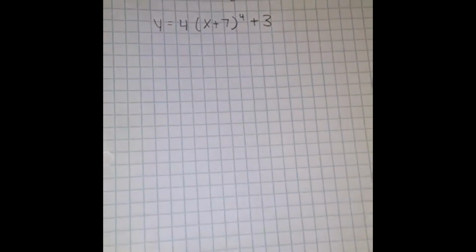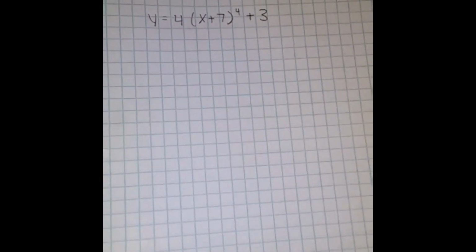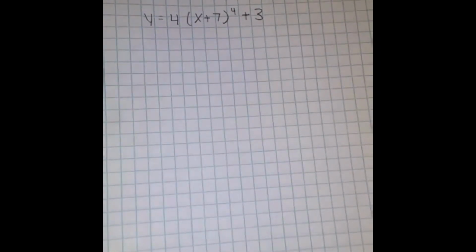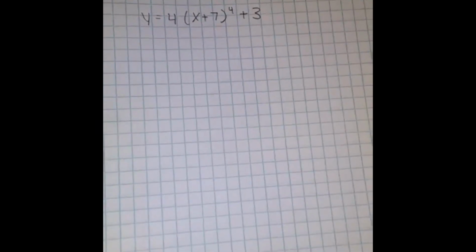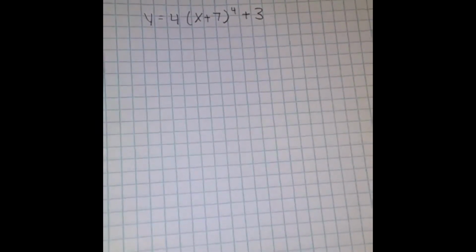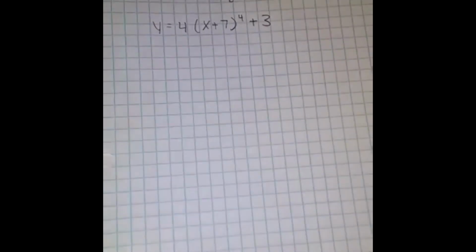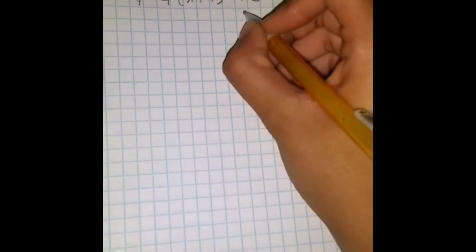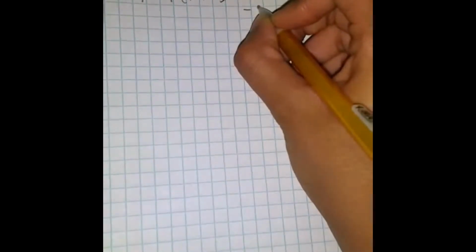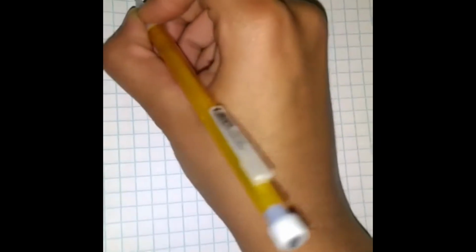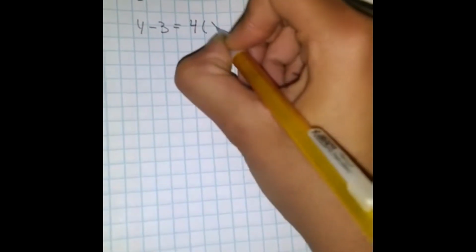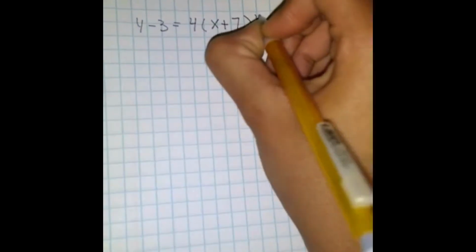For practice problem number 1, you have the equation f of x equals 4 times x plus 7 to the 4th power plus 3. The domain of this function is x is greater than or equal to negative 7, and the range is y is greater than or equal to 3. In order to solve for the inverse of this equation, you would start by finding what x equals. So, in order to do that, just subtract 3 on both sides, and then divide by 4 on both sides.